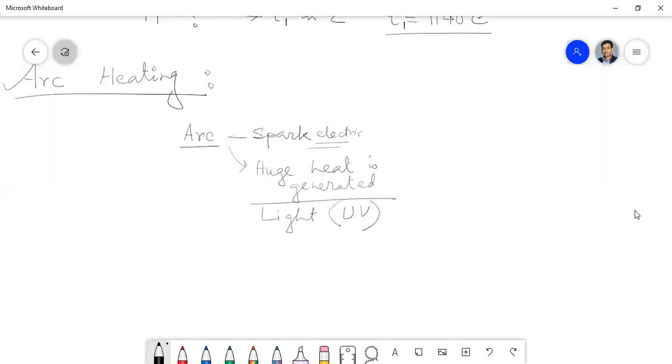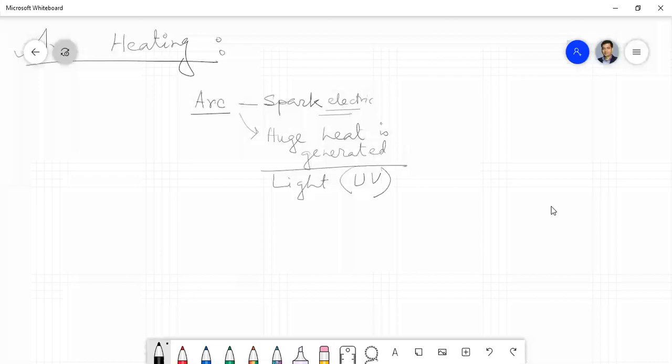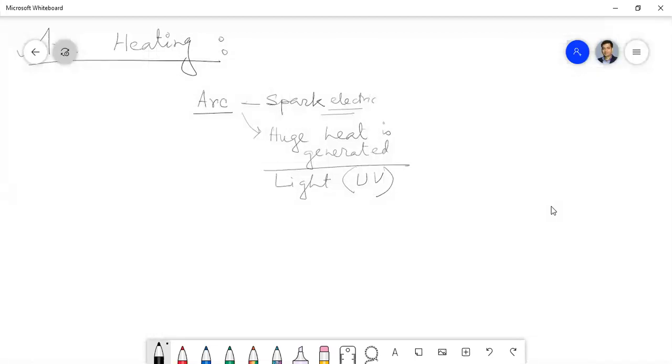Now, what is the problem of using this arc compared to the other process? The arc টা use করতে প্রবলেমটা কি? The main problem related to this arc heating is its stability. Arc is not a stable process. Arc is an inherently unstable process.